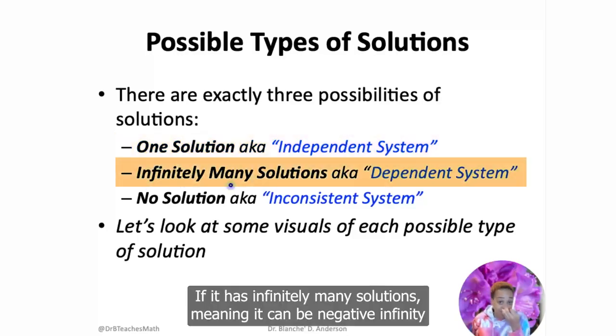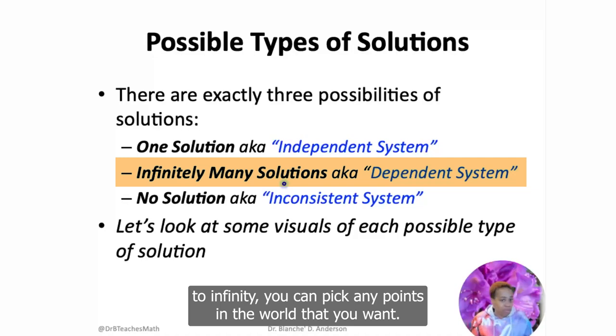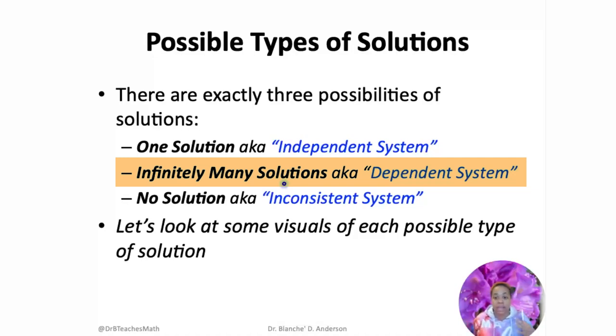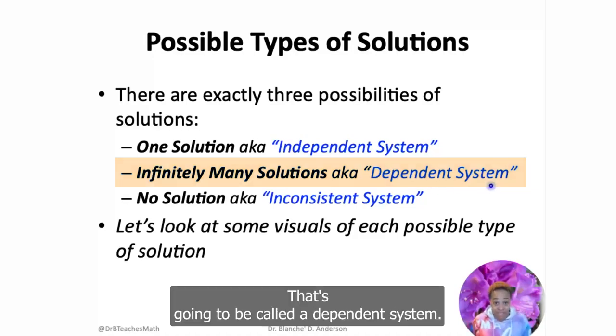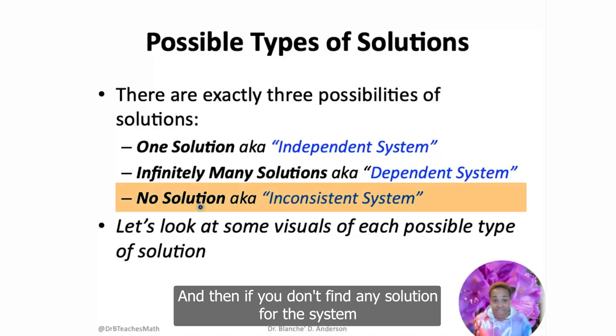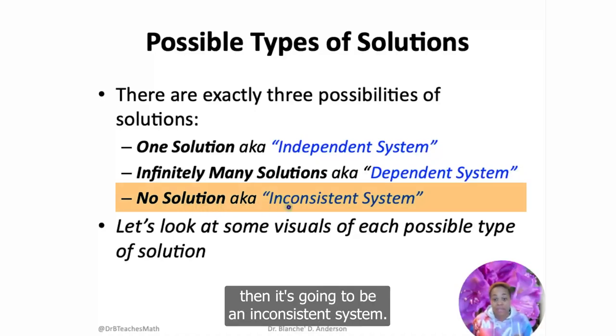If it has infinitely many solutions, meaning it can be negative infinity to infinity and you can pick any points in the world that you want, that's going to be called a dependent system. And if you don't find any solution for the system, then it's going to be an inconsistent system.